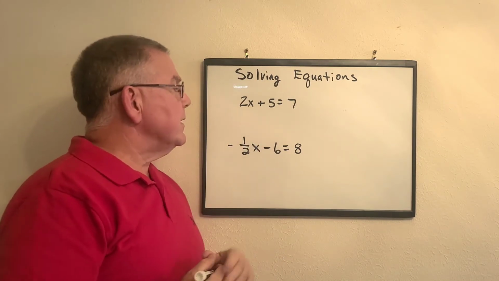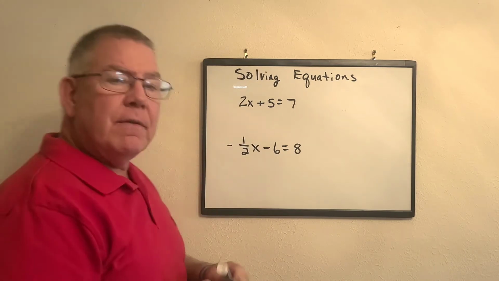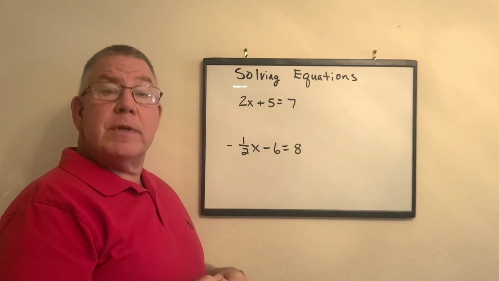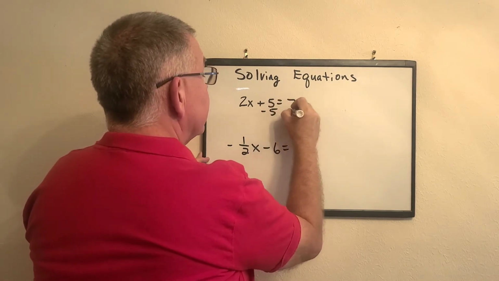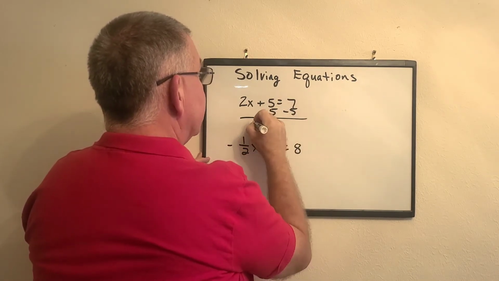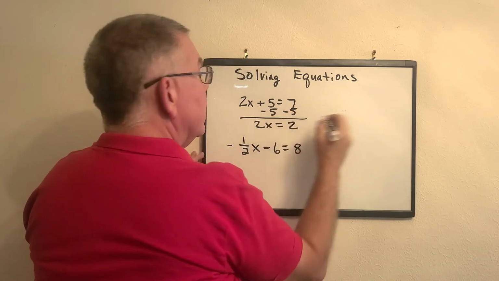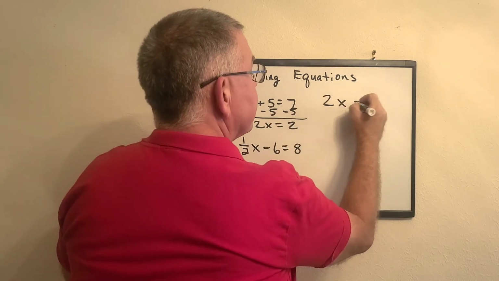So let's start this. 2x plus 5 equals 7. You must undo addition with subtraction. So I'm going to subtract 5 from both sides. Now, that will give me 2x equals 2. Now I bring it over here.